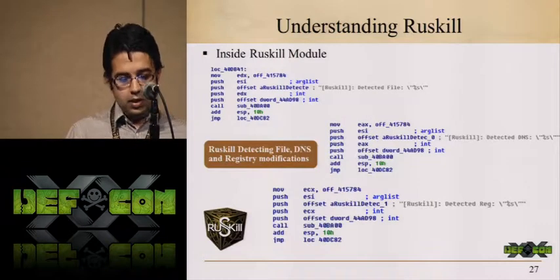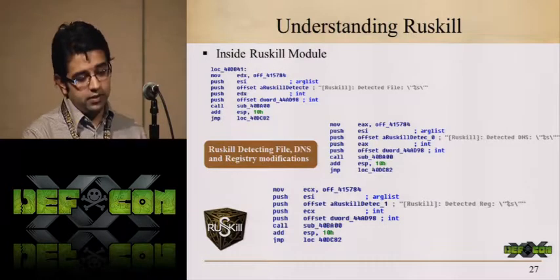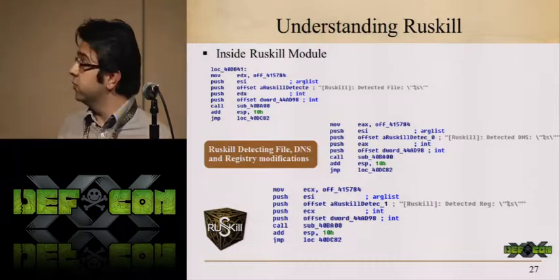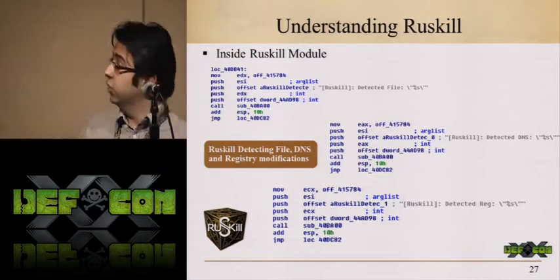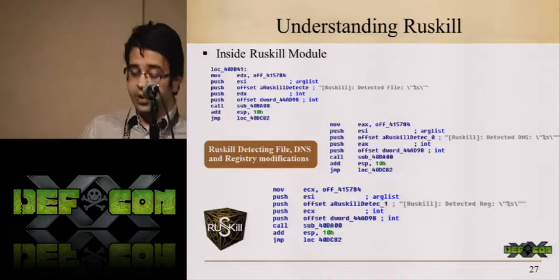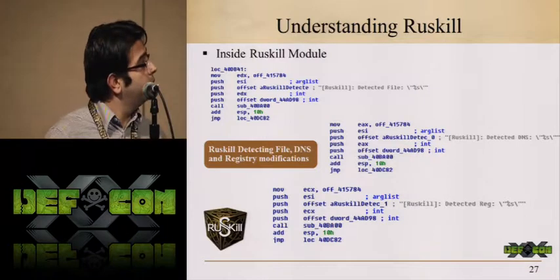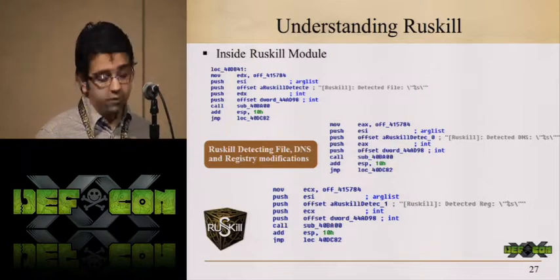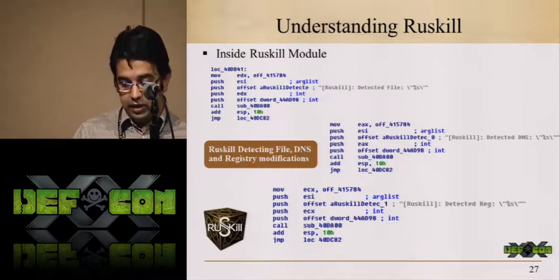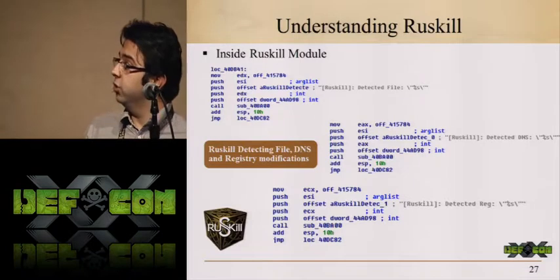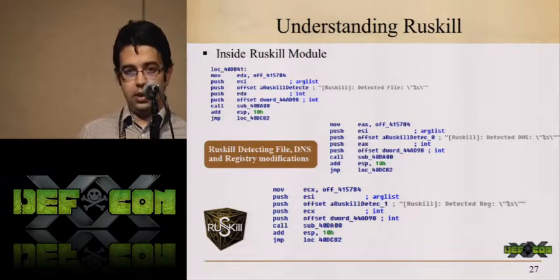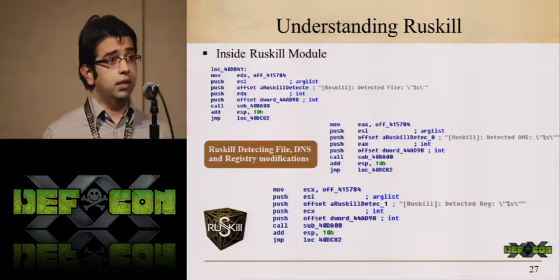So let's see. When we did some disassembly of the Rustock module, it will give you an idea that the Rustock is going to detect if a particular file has been modified, going to detect if some sort of DNS settings have been modified in the system, and it will detect some sort of registry manipulation in the system. So this is a very interesting thing, and it's really a stealth technique.